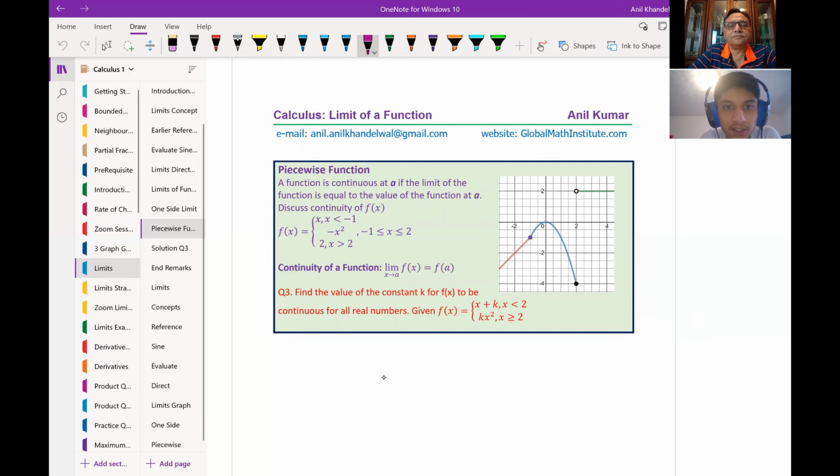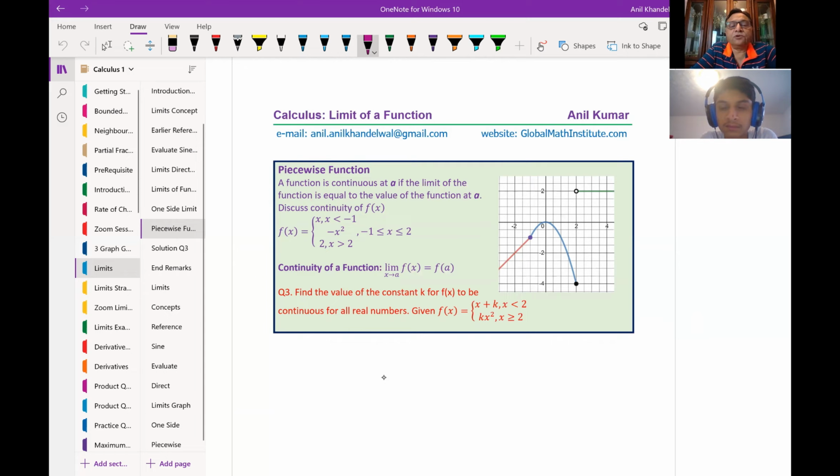A function is continuous at a if the limit of the function is equal to the value of the function at a. Discuss continuity of f of x. Correct. So this is an examination type of question where you might get this type of question, right? So it is a piecewise function.